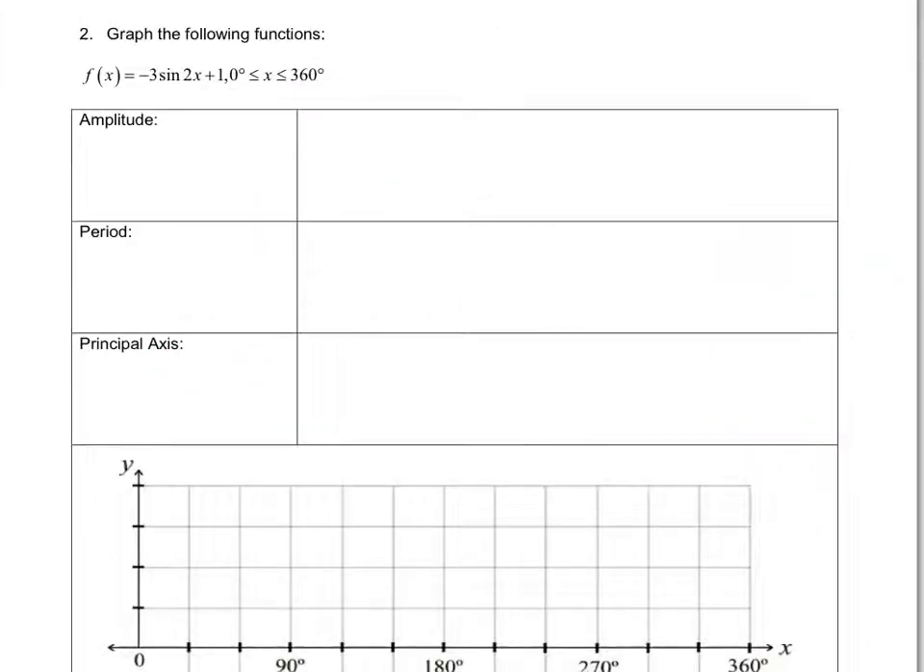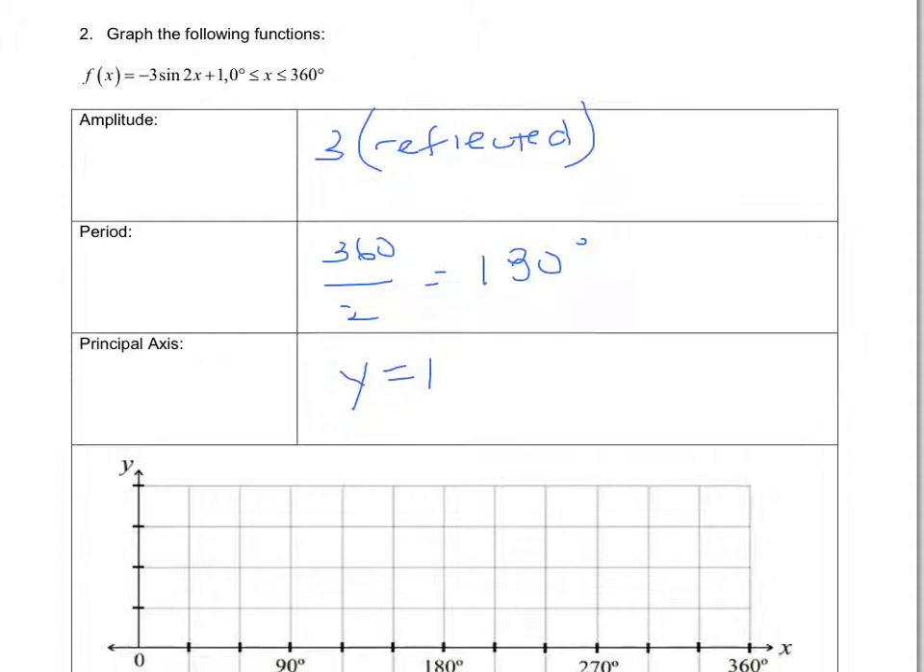So for this first graph, what I'd like you to do is fill out the necessary information, and then sketch the graph on the grid below. So here I know I'm drawing a sine graph, and this sine graph has a period of 180 degrees, known as 360 divided by the 2. I have an amplitude of 3, but it's been reflected because of the negative sign, so I know that it starts going down first before it goes up. And I also know that my principal axis is y equals 1. So start with your principal axis and draw the curve.